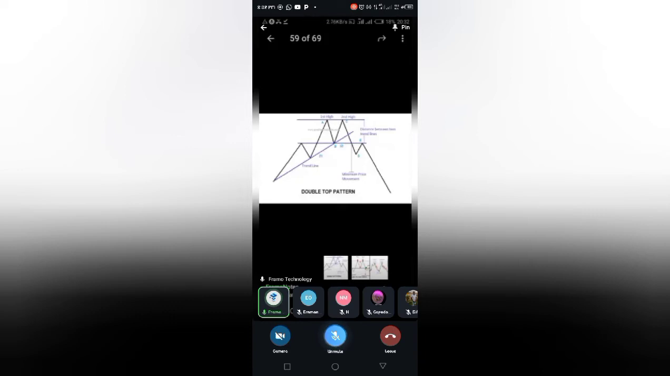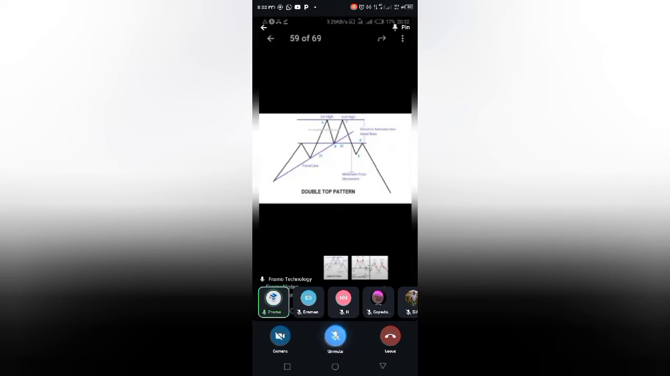Then it will go and form two peaks, which are almost at the same place. I mean, the price should be almost the same. And the line at which it will bounce, we will call the resistance. So we will see two peaks. Then in between the two peaks will be a low, differentiating between the two highs.